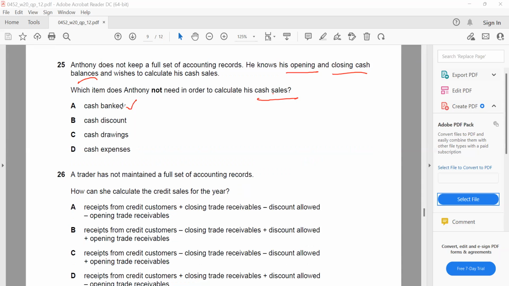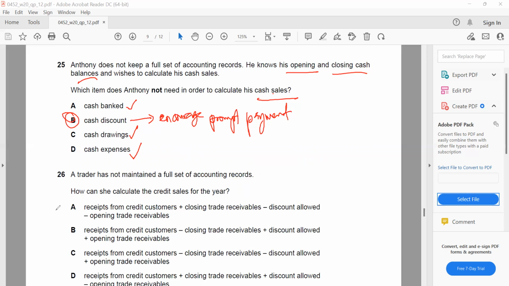Next is cash discount. What is a cash discount? Cash discount is given to the customer to encourage prompt payment. Next is cash drawing. This is to reduce the cash expenses. So which item is considered not part of the calculation? Cash discount. When you receive, you will debit cash and debit discount allowed and credit customer name.